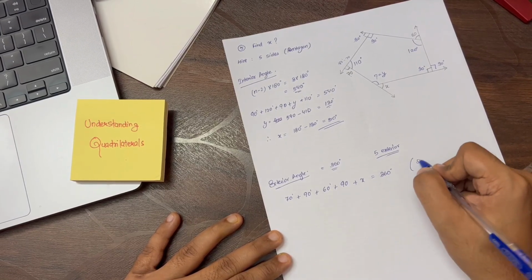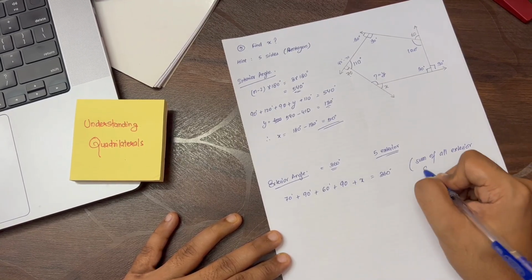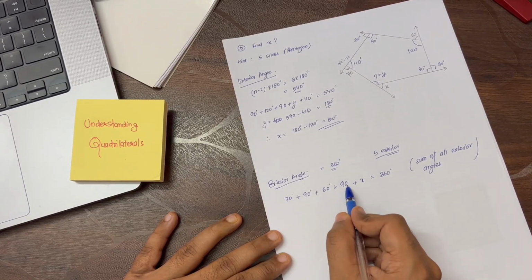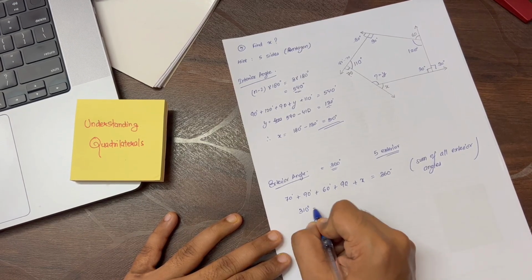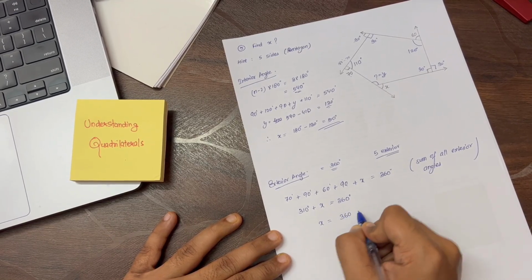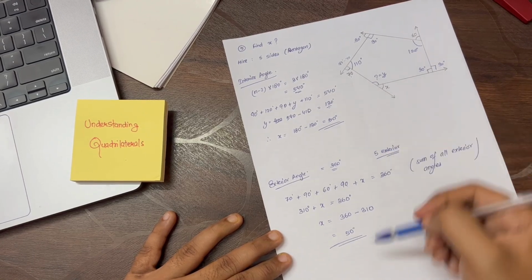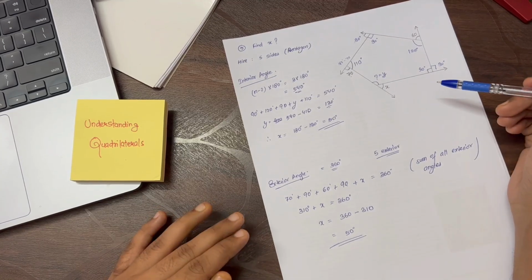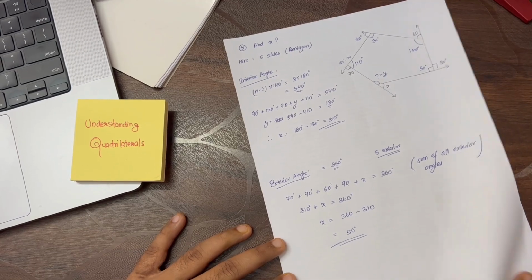This is the sum of all exterior angles. So 90 plus 90 is 180, plus 60 is 240, and 70 more is 310. So 310 plus x equals 360. Here x is 360 minus 310, which is nothing but 50 degrees. So you can try any approach to find the angle of any polygon. I hope this clears your doubt. Now let's move to the next question.